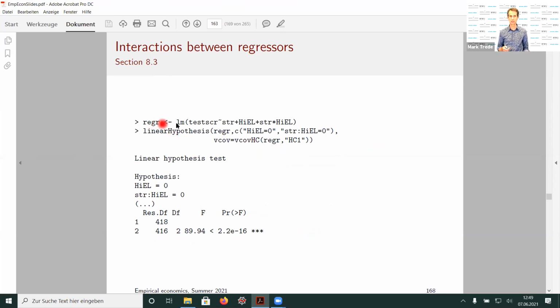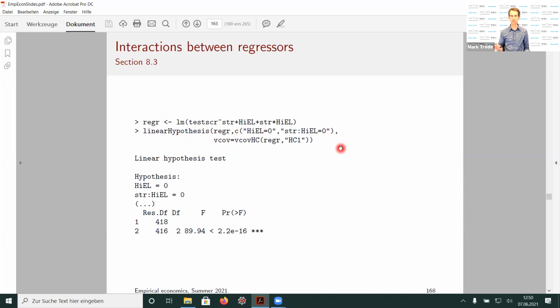Well, first, we simply run the regression using the LM command. And we have the usual formula here. So the test score on the left-hand side, the first variable class size on the right-hand side, plus the second variable, that's the dummy variable, plus the interaction term. The outcome of that regression is saved as the rec_r object. We use that as the first argument in our linear hypothesis command.